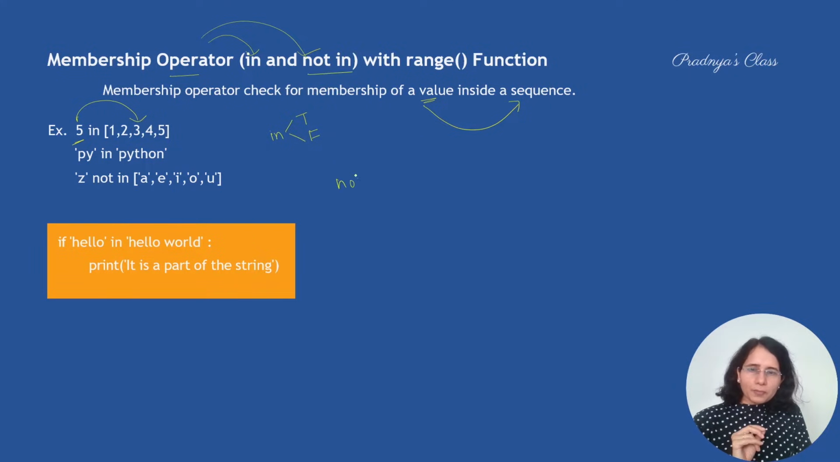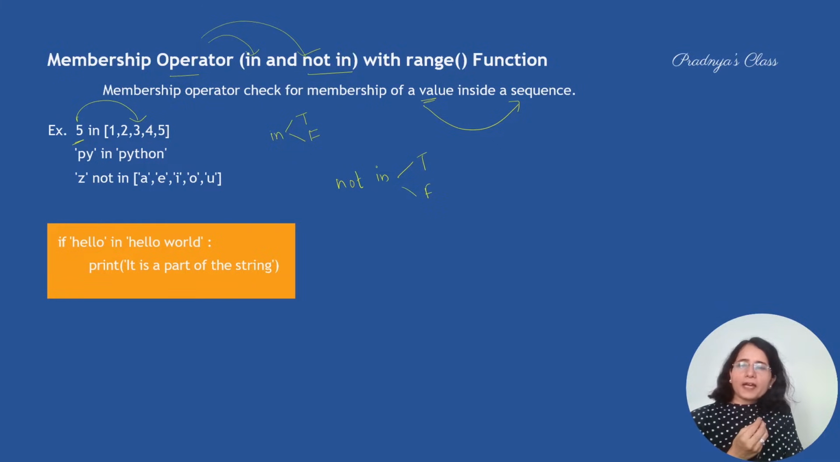There is one more membership operator, not in. It will return true if the value is not present in the sequence, otherwise it will return false. So let's check this example. I want to check whether this Z is present in this list or not. You can see here it is not present, so it will give true.